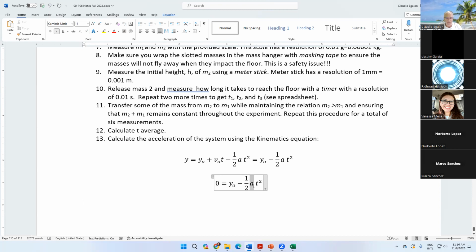And now we solve for the acceleration. This is measured. This is measured. This is a result from the average of the 3 measurements, right? And we get the acceleration. Don't forget h, y naught is in reality h, right? And then we calculate the acceleration as being 2h over t squared. And I put my a right here.